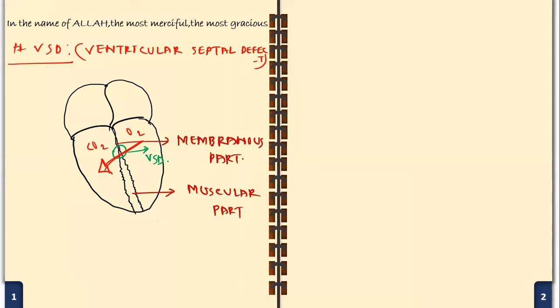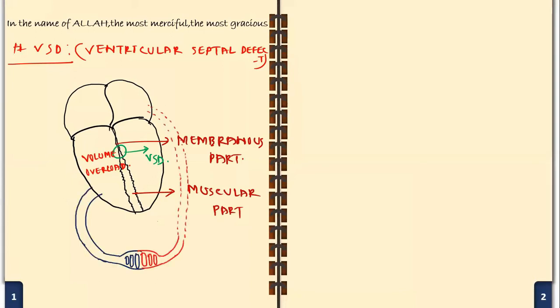But gradually, when the blood comes from the left ventricle to the right ventricle, and the right ventricle also receives blood from the right atrium, more blood will accumulate within the right ventricle, so it will exert volume overload, and a greater amount of blood will go to the pulmonary capillaries or pulmonary circulation. So it will exert increased pulmonary pressure.